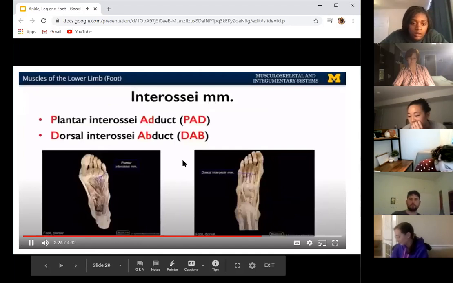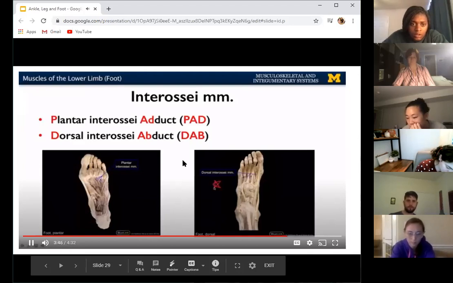And then lastly, as you move deep, the deepest layer in terms of the plantar surface muscles, you have interossei. So similar to what we had in the hand as well. And you're going to have those plantar interossei allowing for adduction or moving back, and the dorsal interossei, which you can see in this picture here, allowing for abduction.